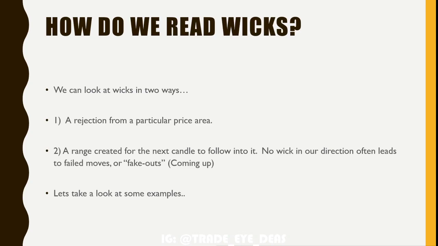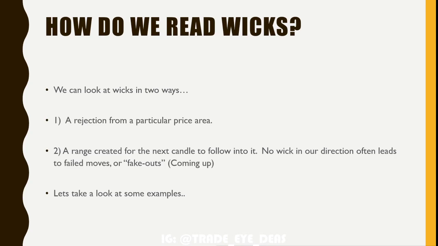Okay, so how do we read the wicks of candles? Wicks can be interpreted in two particular ways. We can either see them as a rejection from a particular price area, so that could be prices come and moved up towards a resistance level. It's tried breaking above it and it's rejected it quite hard, so it's pulled all the way back down and left a long wick. Okay, so that's rejection from a particular price area.